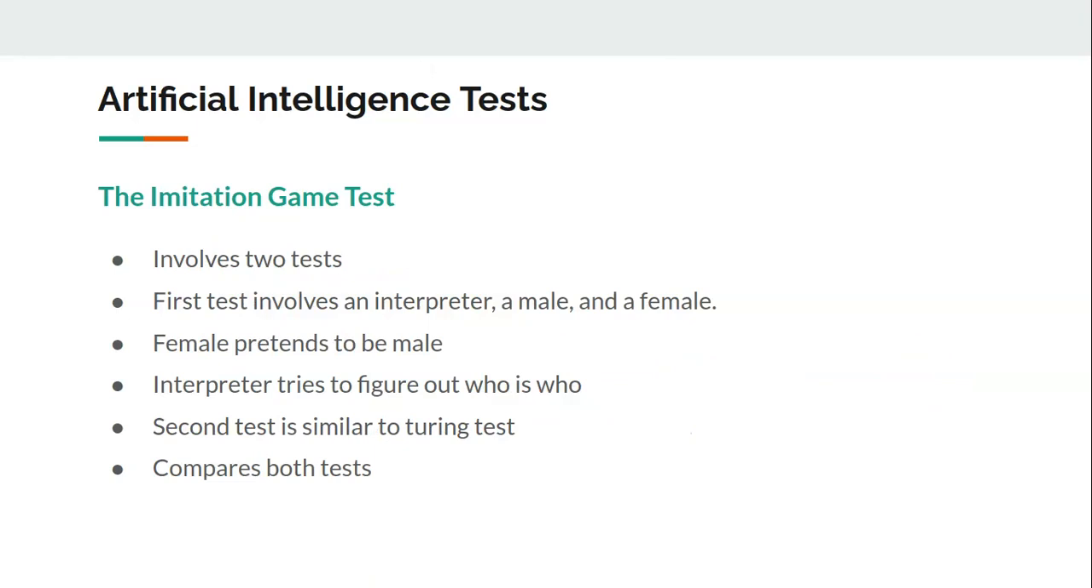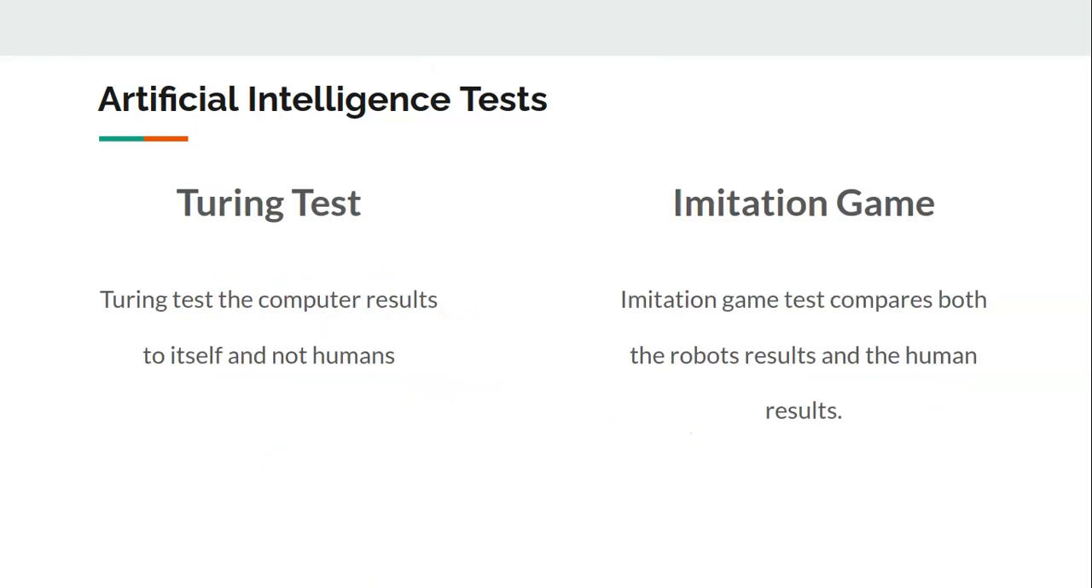The second test now is similar to the Turing test, right? Remember what the Turing test does. The Turing test is simply going to have the computer have a conversation with the interpreter, and the human being have a conversation with the interpreter, and if the interpreter is unable to determine which one is the human being and which one is the computer, then the computer certainly has artificial intelligence. So after the first test and the second test, the two tests are compared with each other. That's the second test to know whether a computer has artificial intelligence or not.